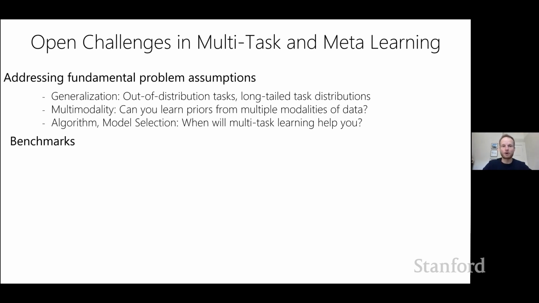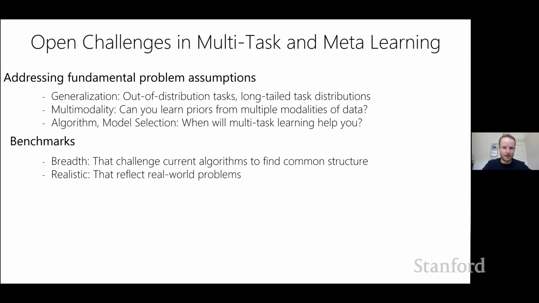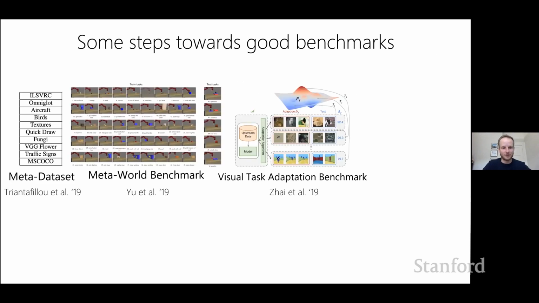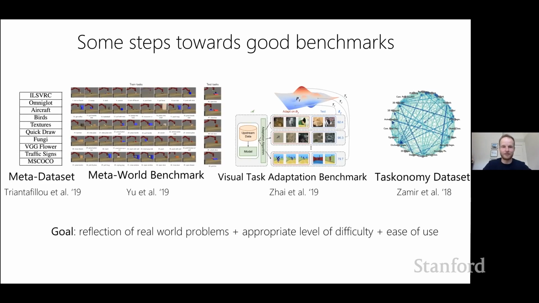Then there's more work to be done in terms of benchmarks, although we are getting a little bit better at this. We want to have benchmarks that have sufficient breadth, that challenge current algorithms to find common structure. And then also benchmarks that are realistic, so that they can reflect real world problems that we actually care about. And we've seen some examples of that throughout the course, but I think there's more to be done there.